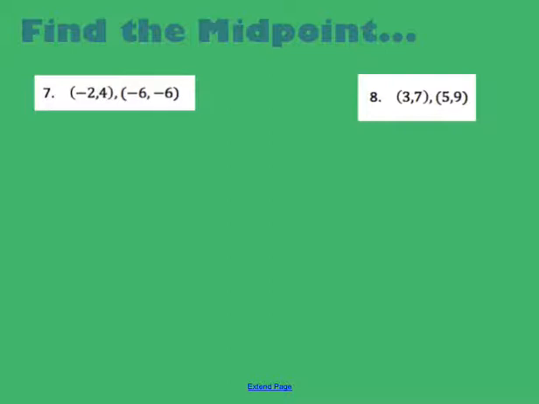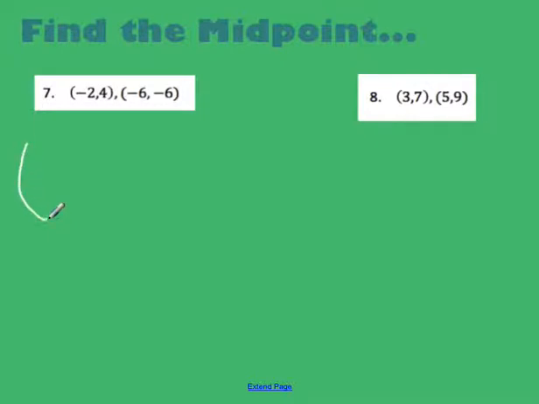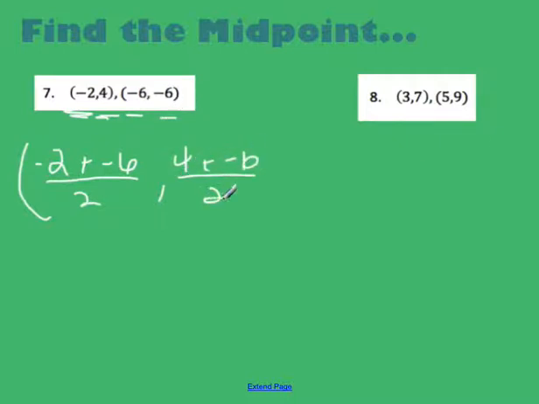Let's take a look at some of these calculation problems. So we want to find the midpoint between those 2 points. What I'm going to do is take my x's and add them together, so negative 2 plus negative 6, and divide that by 2. And I'm going to do 4 plus a negative 6 and divide that by 2. So now let's calculate that out. Negative 2 plus negative 6 is negative 8 divided by 2. 4 plus negative 6 is negative 2 divided by 2.